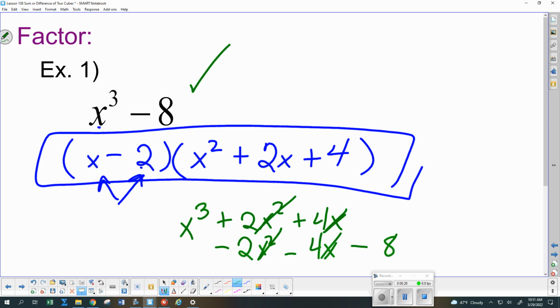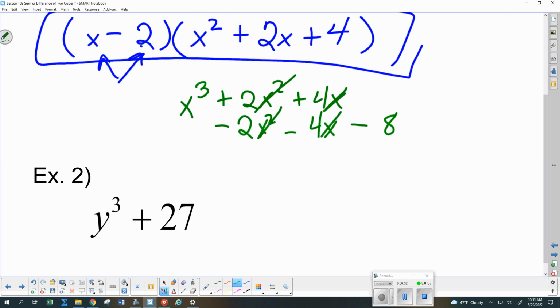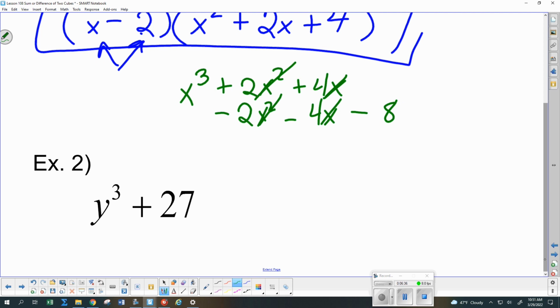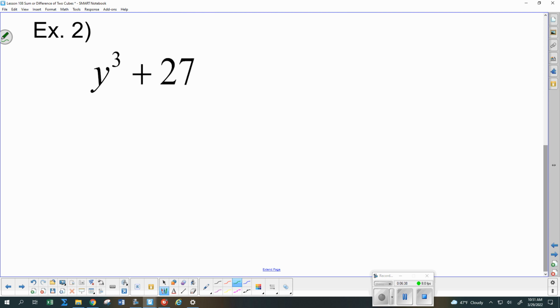So let's do another one. Okay, is y cubed something cubed? Is 27 something cubed? Okay, so we're going to SOAP this one. Short parentheses, long parentheses. What's the cubed root of y cubed, everybody? And everybody this time, what's the cubed root of 27?